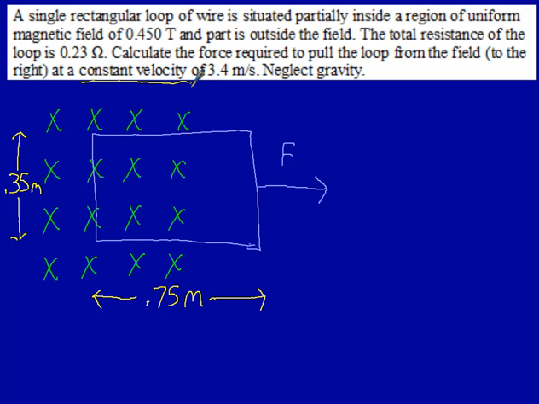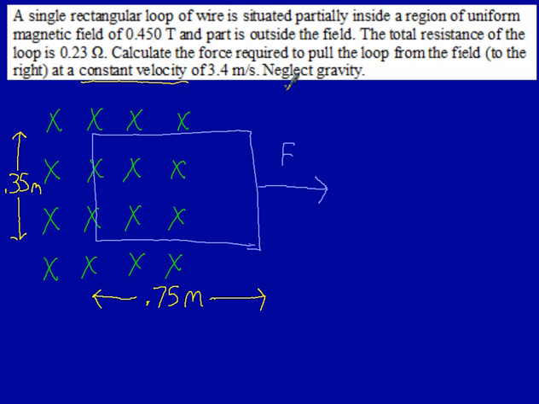So that means the force of you pulling on this thing is equal to the force that's pulling to the left. And that velocity needs to be 3.4 meters per second. Neglect gravity. All right, I've got to warn you on this one. This is a pretty tough problem, and I'm going to go kind of fast, so fasten your seatbelt, and you might have to watch it 2 or 3 times.